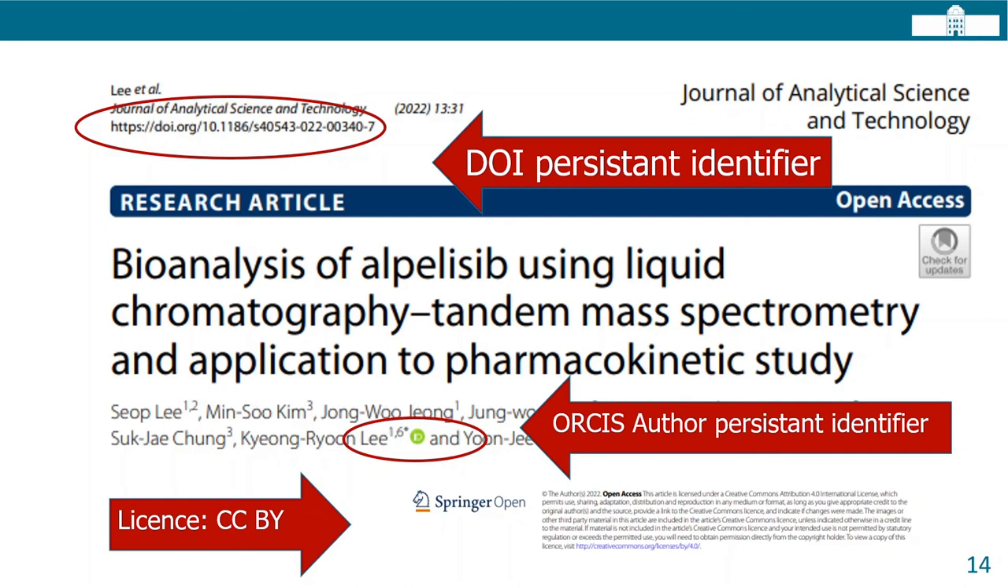So this is the ORCID profile. You get a unique identification of yourself and your publications, and in this profile you can collect all the publications you have published until now and also add others in the future. The CC BY license is also listed in the article in this manner.